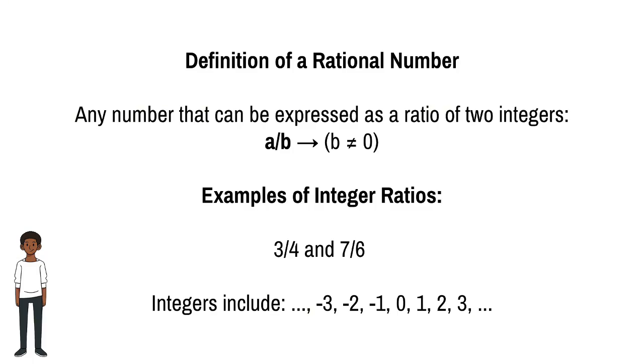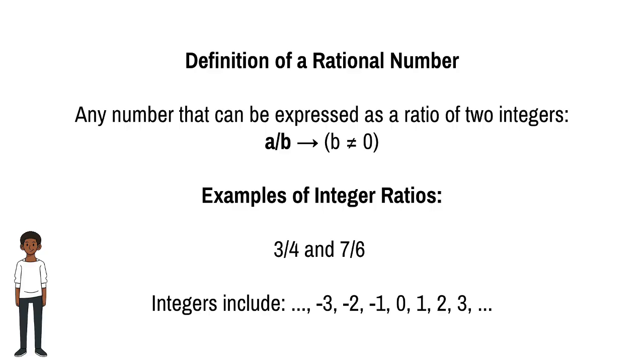In this video, we're going to learn the difference between rational and irrational numbers. Let's start with the definition of a rational number. A rational number is any number that can be written as a ratio, or fraction, of two integers, a over b, where b is not zero. Notice the word ratio right inside the word rational.